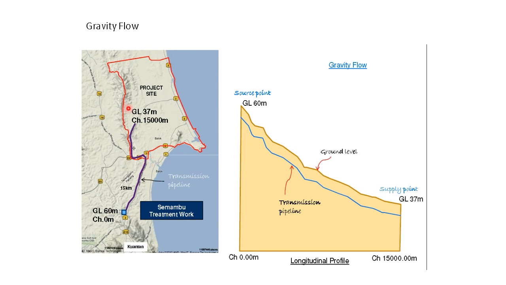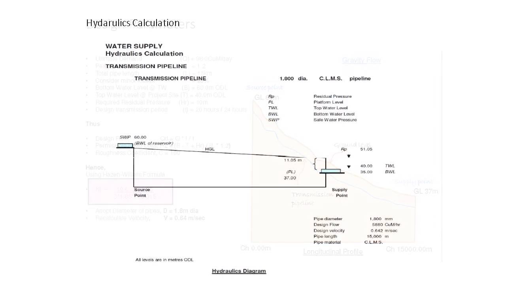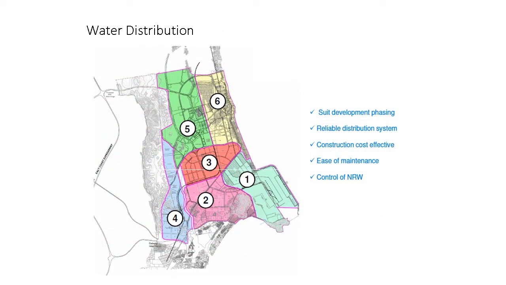How the water is being distributed from the Semambu treatment works, it use the gravity flow daripada ground level yang higher pergi ke lower ground level to the supply point which is 37 meter ground level. Water distribution here, as you can see, there is zoning 1, 2, 3, 4, 5, 6.